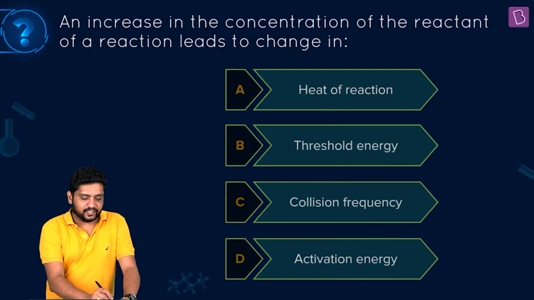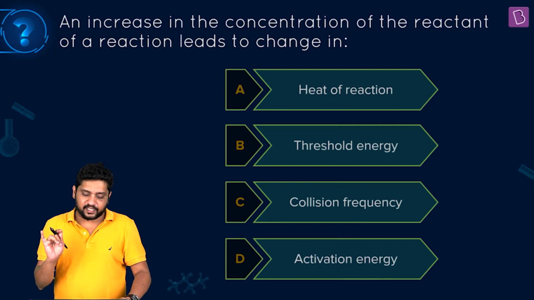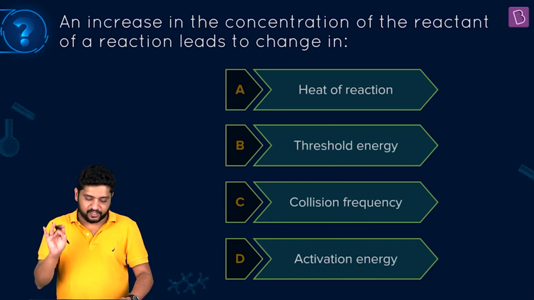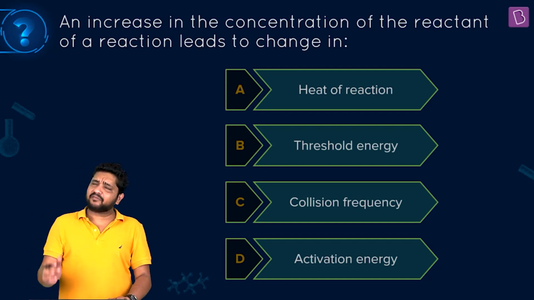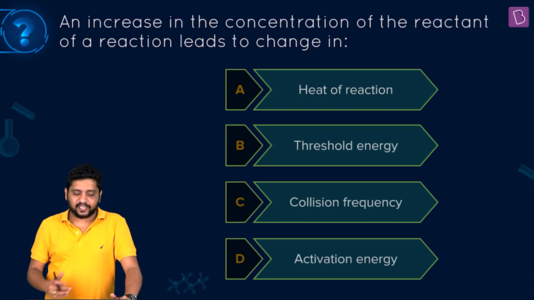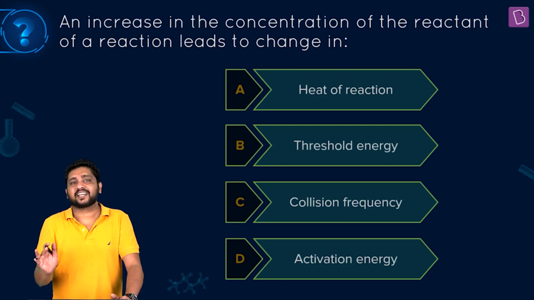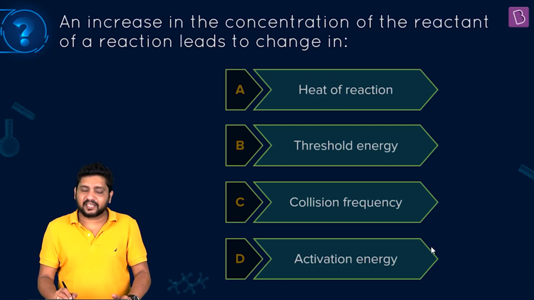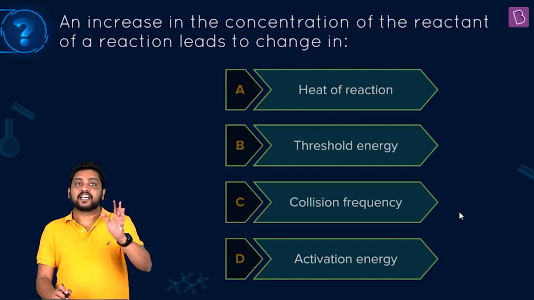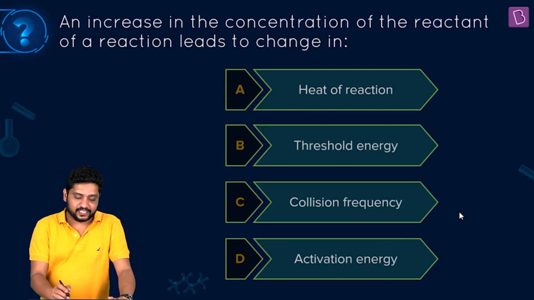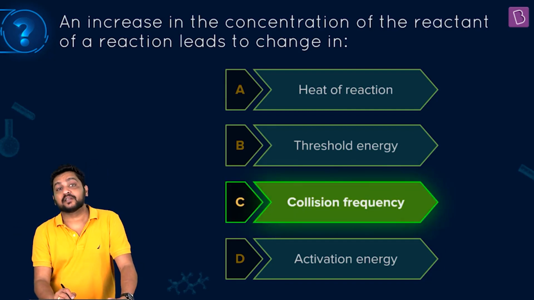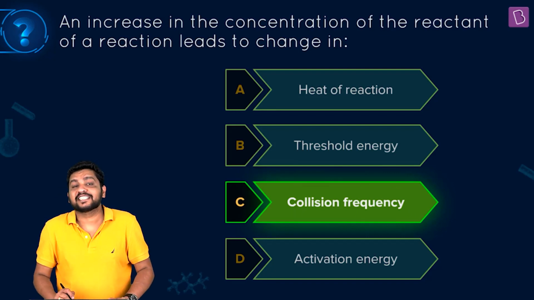So looking at the options here, what do you see? We have already discussed this. Heat of reaction can't be changed by you. Threshold energy cannot be changed by us unless we change energy itself. In fact, threshold energy is still something that we cannot affect directly. Changing temperature might to some extent slightly vary your threshold energy and activation energy, but at least just adding a reactant will not affect these. The only thing that can actually change is your collision frequency, which is option C.